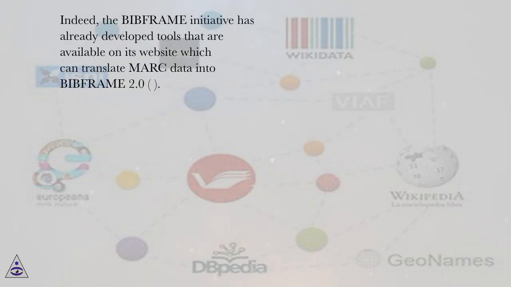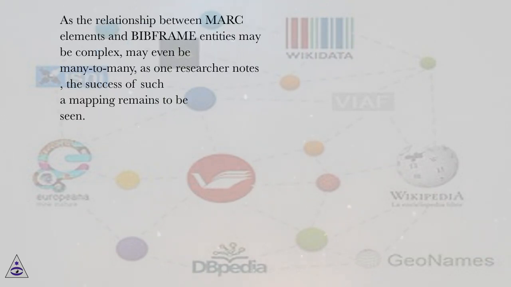Indeed, the BIBFRAME initiative has already developed tools that are available on its website which can translate MARC data into BIBFRAME 2.0. As the relationship between MARC elements and BIBFRAME entities may be complex, may even be many-to-many, as one researcher notes, the success of such a mapping remains to be seen.